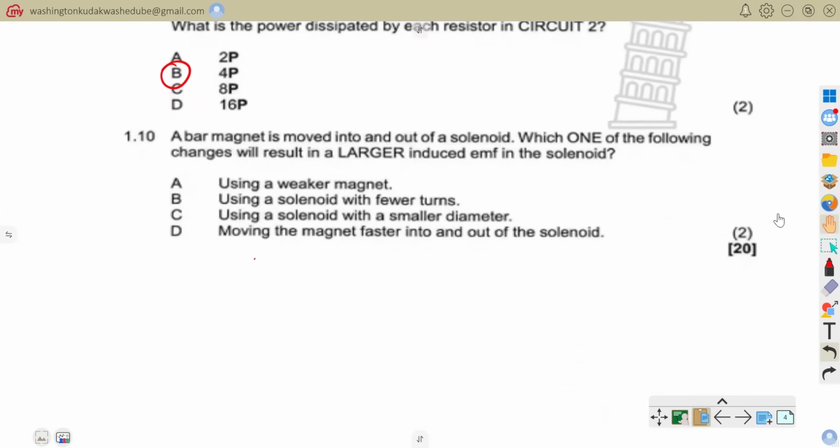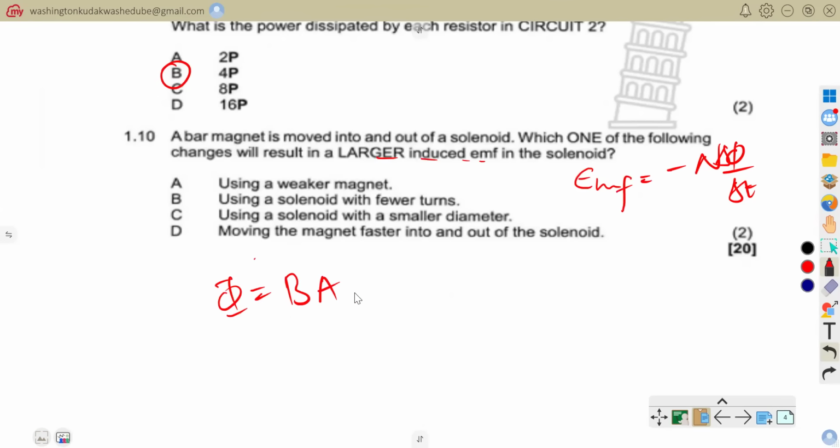Now, question number 1.10 says a bar magnet is moved into and out of a solenoid. Which one of the following changes will result in a larger induced EMF in the solenoid? We know that what governs the induced EMF is Faraday's law, which says that the induced EMF is directly proportional to the rate of change of the magnetic flux. The magnetic flux is equal to the magnetic field times the area of our armature times cos theta.